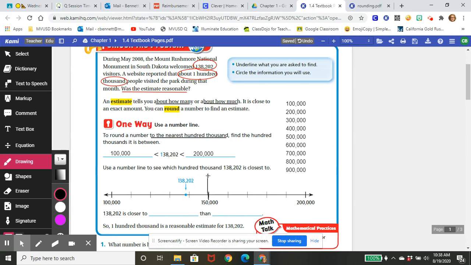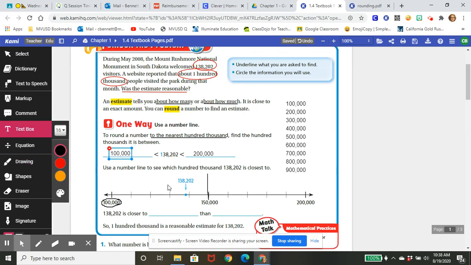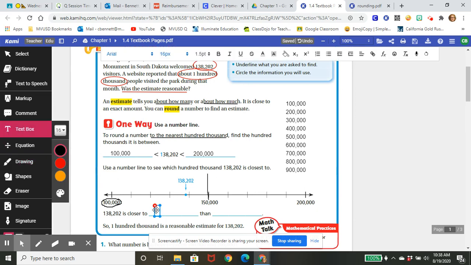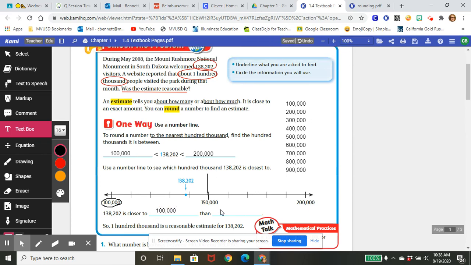And because my middle mark is here and it's on this side, that means it's closer to 100,000 than it is to 200,000. So when I'm rounding, I'm going to say it's about 100,000 because it's closer to this side than it is to 200,000. So let's write that out. 138,202 is closer to 100,000 than 200,000.